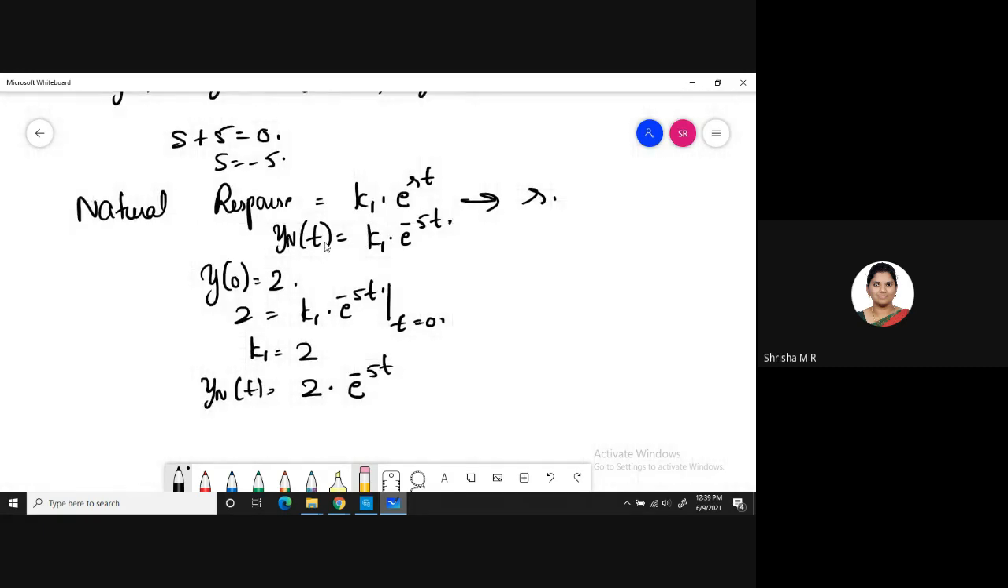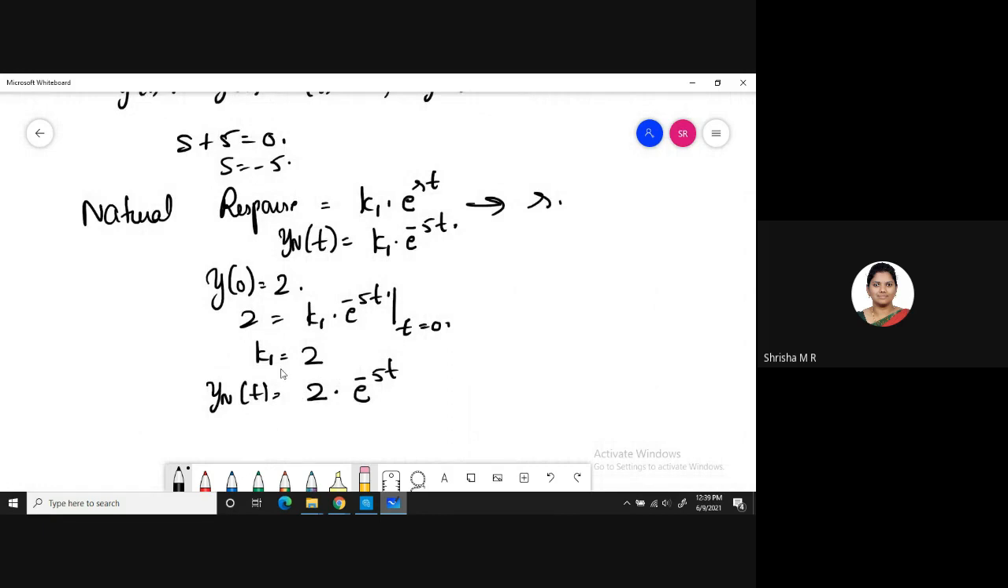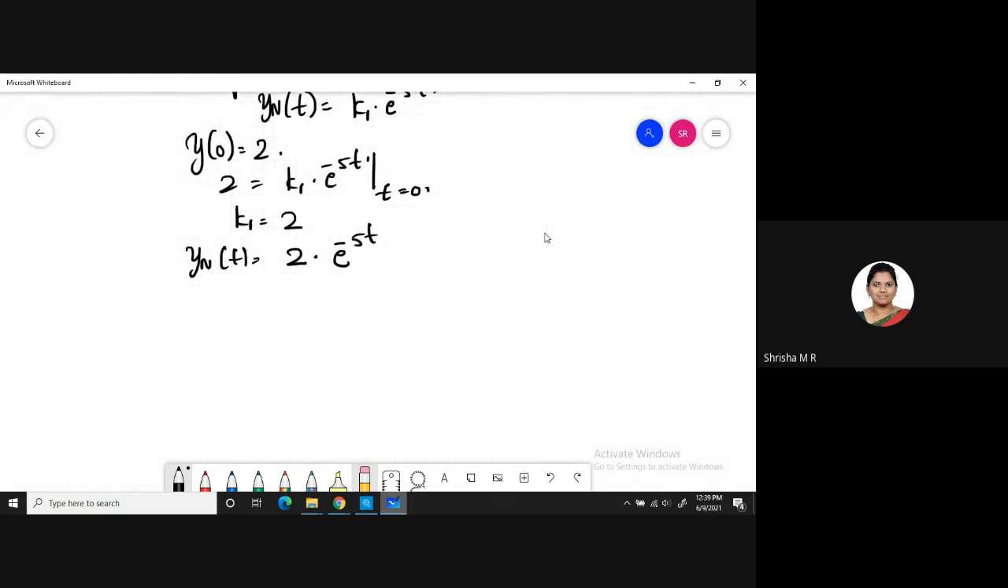This is yn of t. To find the constant k1, we are equating the initial conditions to our natural response, which is of this form, so that we'll get the constant k1. Got it? Yes, ma'am.